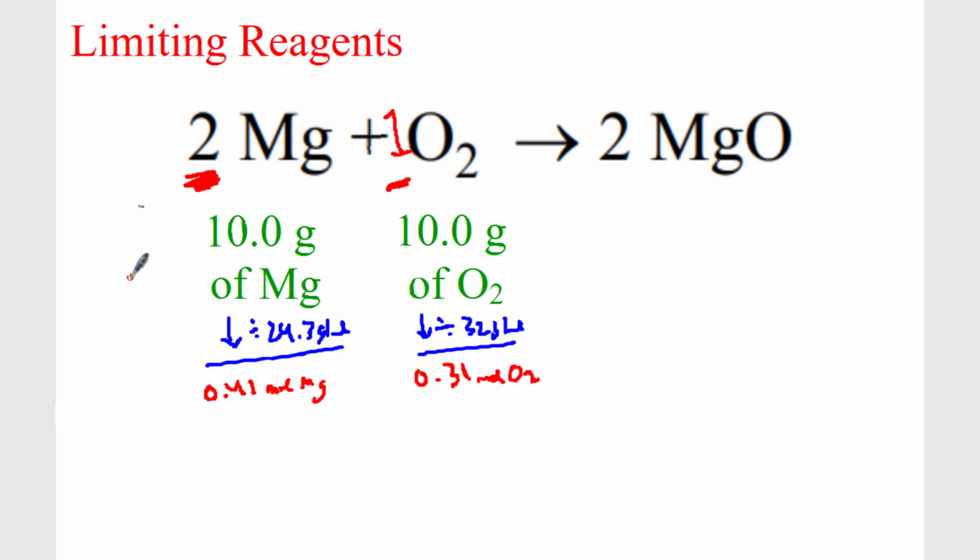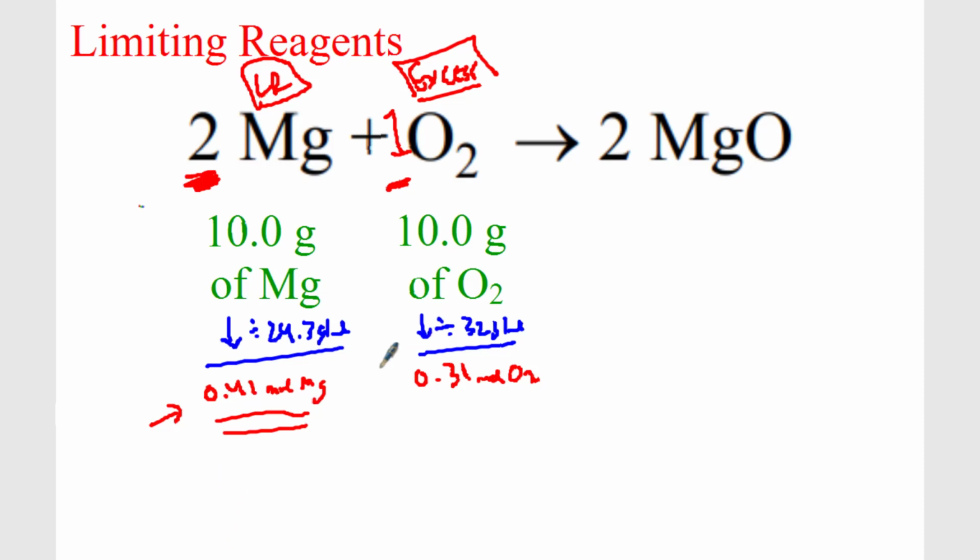Which one are we going to run out of first? We're going to run out of the magnesium first, aren't we? The magnesium is our limiting reactant, which means the oxygen gas is in excess. And so once we know this, that's the true number. That's going to give us everything in my chemical reaction. Once you know the limiting reactant, you're going to use that for everything in your chemical reaction.